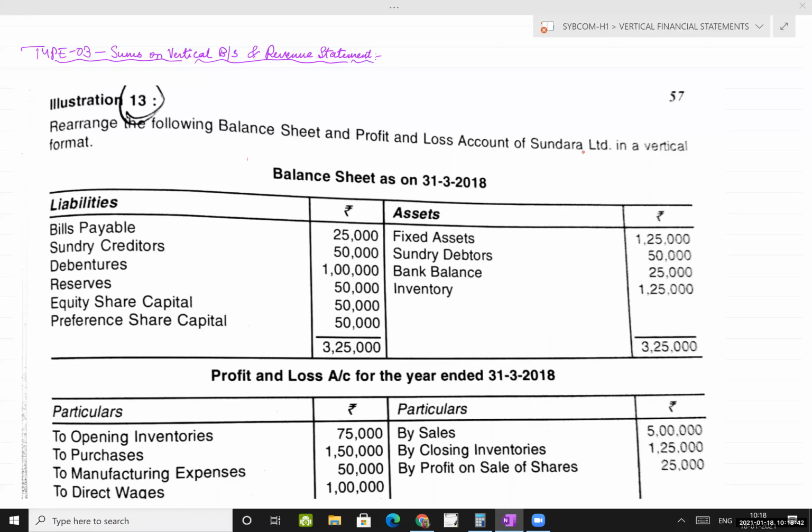So let us today start with question number 13. In this question, this is your type 3 where we will be doing vertical balance sheet and revenue statements. दोनों ठीक है. इससे पहले जो हमने सम किया था उसमें we had done vertical balance sheet only. फिर next type I had taken only vertical revenue statement. Now today I am taking combination vertical revenue as well as vertical revenue मतलब balance sheet as well as P&L. Both we have to prepare.